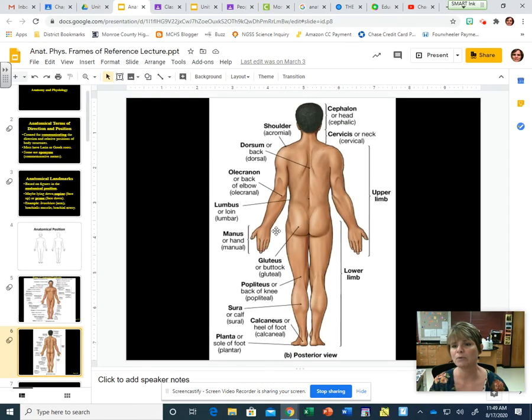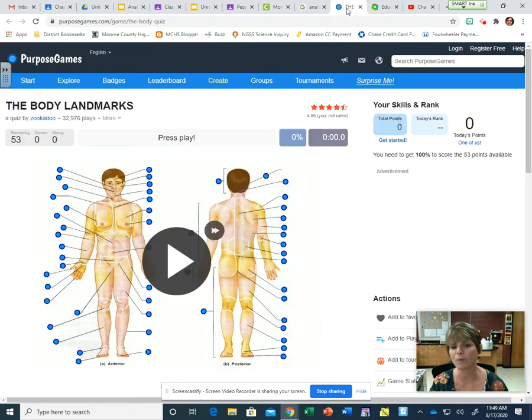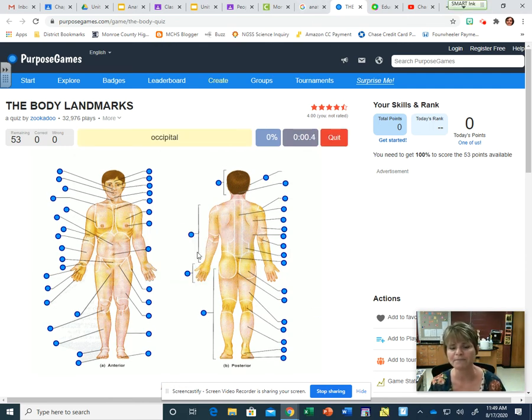Now, the other thing I want to do is I'm going to be including this website. It's just a little game for you to play to practice this. And you'll see this picture again in your assignment for today. All you have to do when you go to this website is push play, and it's a little game. Of course, it's timing you, but it says occipital. That's another one that we didn't go over that you need to know. Occipital means back of the head. So it looks like this one right here is pointing to the back of the head.